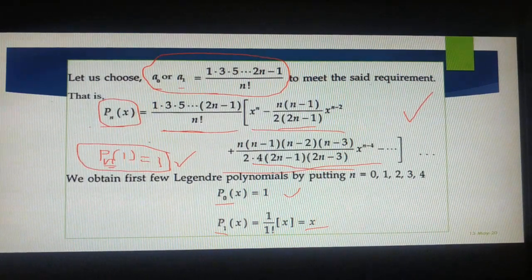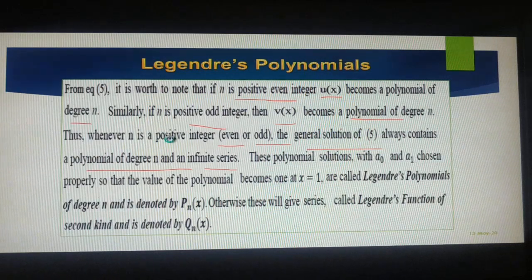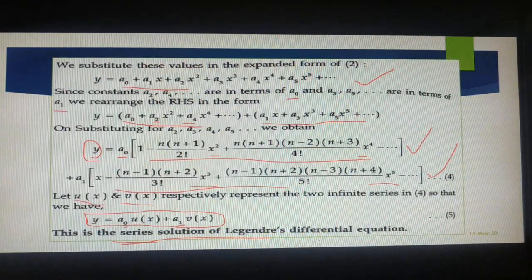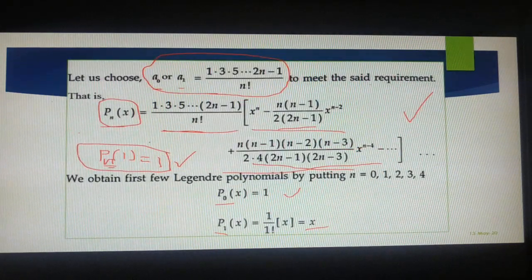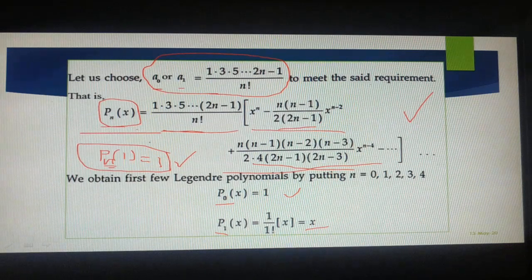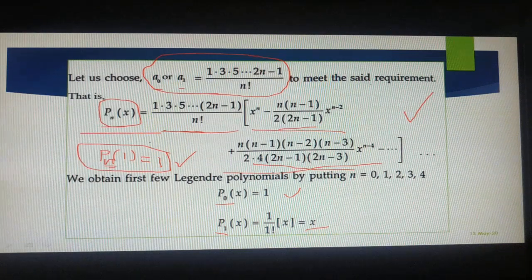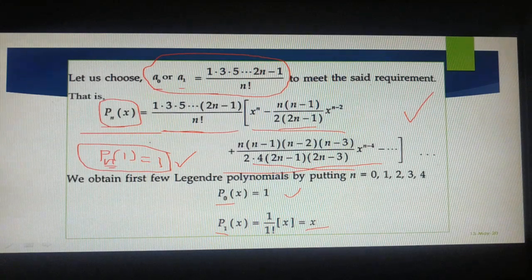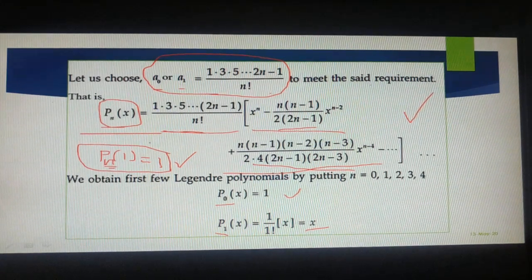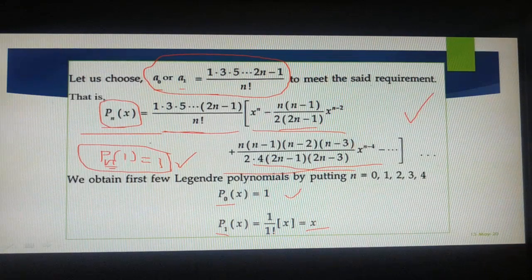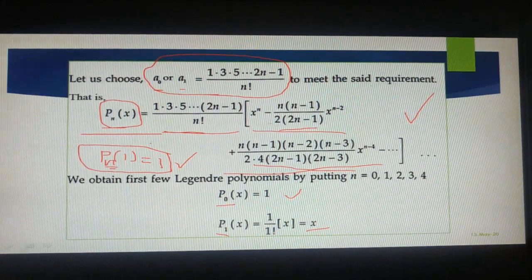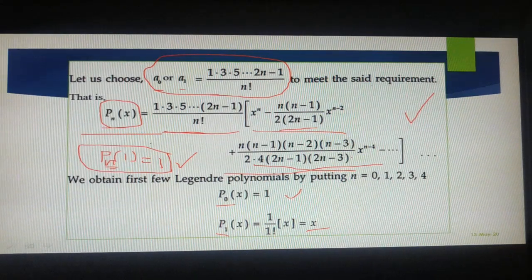either it is even or odd, we can represent this series solution of Legendre's differential equation in terms of Legendre's polynomials Pn of x. I'm taking, as per our requirement, in place of a0 or a1, I can substitute this particular value. And of course, as I told you, instead of writing that series terms from lower to higher, I am writing from higher to lower. That comes with the derivation.